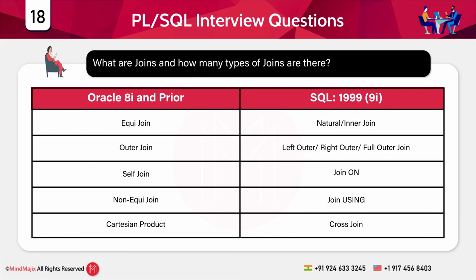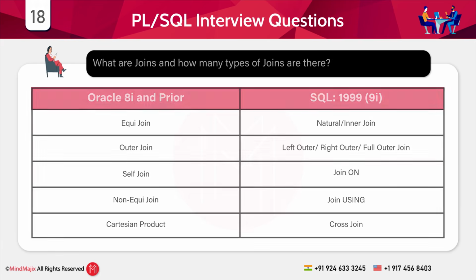In Oracle 8i, you have the equi-join, outer join, self-join, non-equi-join, and Cartesian product. Whereas in SQL 9i and onwards, you have the natural join or the inner join. Then you have the left outer, right outer, full outer join, and the self-join, which was in Oracle 8i and the previous versions. In the higher versions, it is join on, the non-equi-join is join using, and the Cartesian product is a cross join. So just the names have been changed, the rest of the functionality and the execution is one and the same.